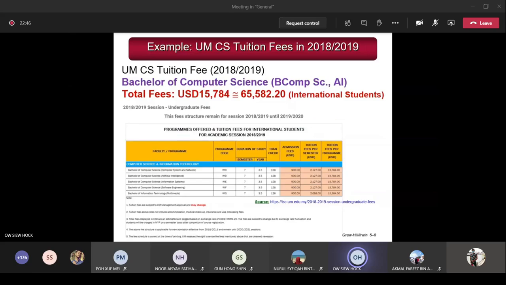Okay, so let's see. This is an example here. You are UM students doing computer science. This is the tuition fees in 2018-2019, but this is for international students. You can see the total fees, I checked from the website, in US dollar, $15,784. When I try to convert this to Malaysia ringgit, it is about 65,582.20. So just put 65,582 ringgit Malaysia. This is for international students, right? This is the amount for the Bachelor of Computer Science AI field, for 2018 and 2019.